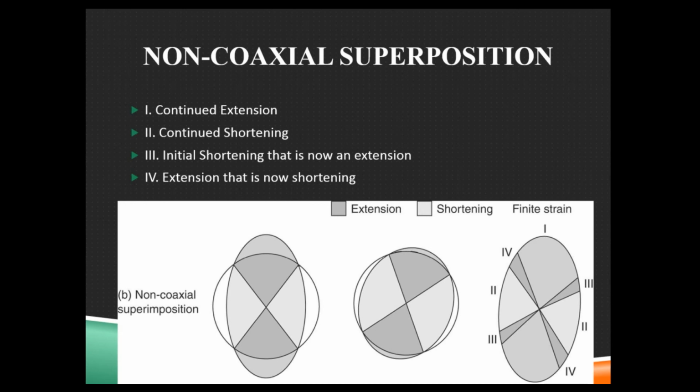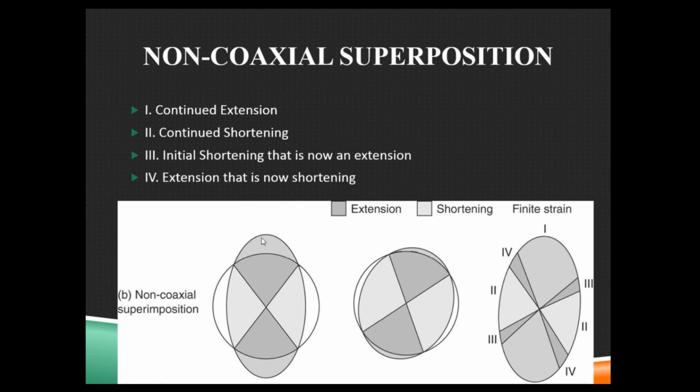In non-coaxial superposition, you have all 4 types. Here are your 2 events. First, it's a nice coaxial event with extension vertically and shortening horizontally. But event 2 had rotation as well as extension and shortening. That rotation is what makes it non-coaxial. And it was a non-coaxial superposition because that was superimposed on the coaxial initial event.